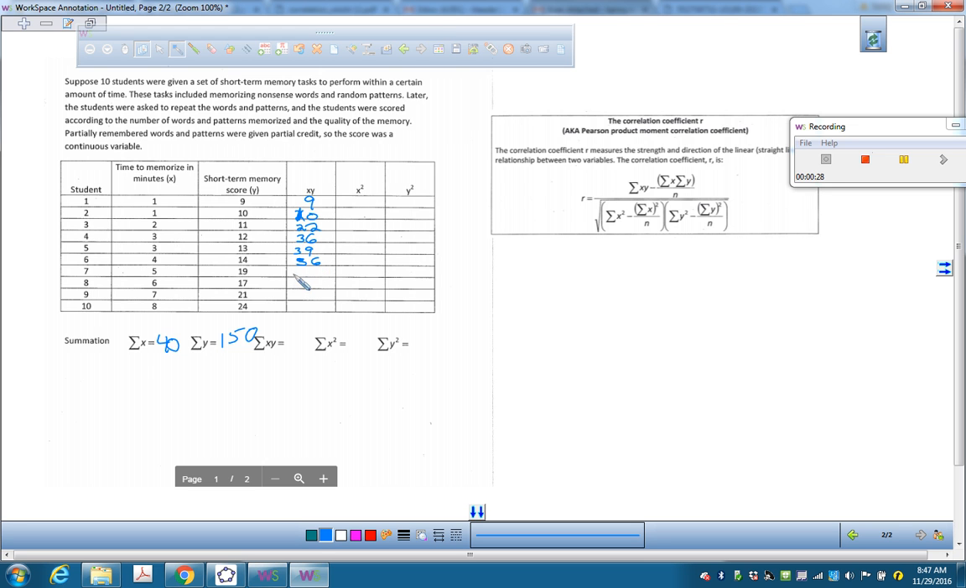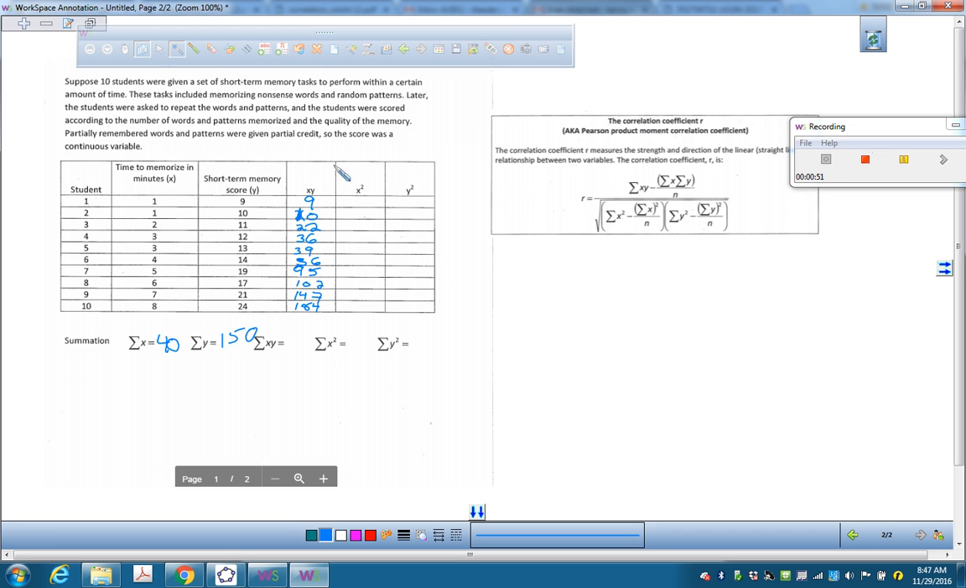56. 5 times 19, I bet that's 95. I can do that in my head. 6 times 17. Who can do that in their head? 42, 102. 7 times 21, 147. 8 times 24, 160, 184.